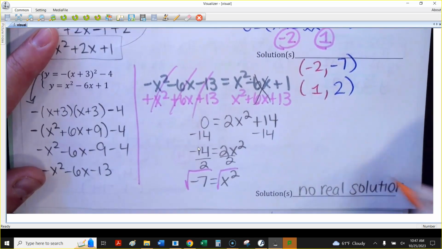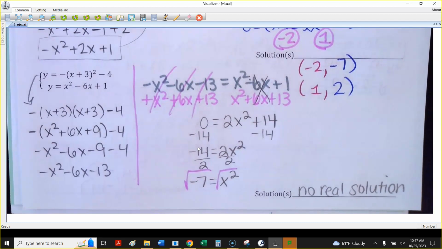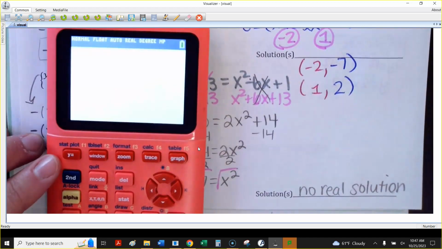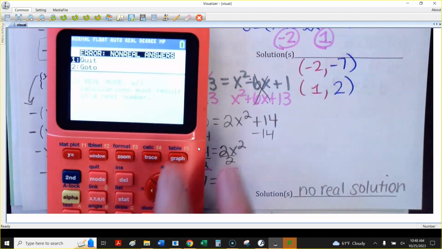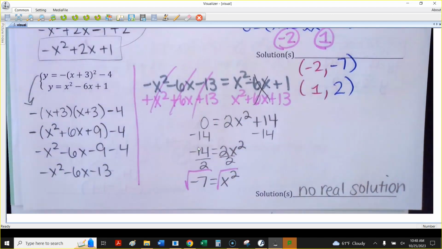If you were to put these two on a graph, they would not touch each other. If you actually tried to do this on your calculator, if you actually went in and did the square root of -7, it'll give you an error message. It'll be like, oh, can't do this. It does have an imaginary answer. We're going to do that later in this unit, but for our purposes today, if it's a negative number, you can't take the square root of a negative and get a real value, so just go ahead and write no real solution.